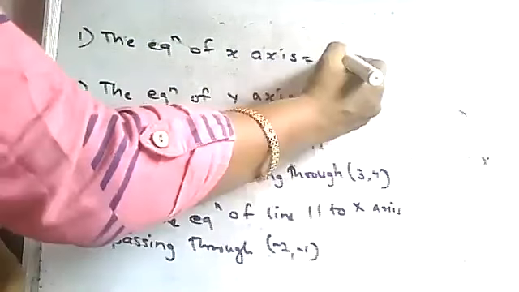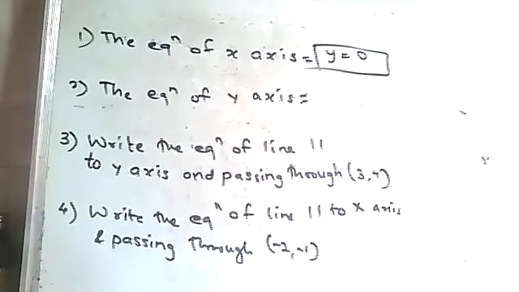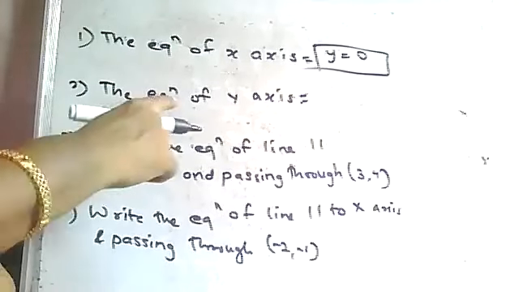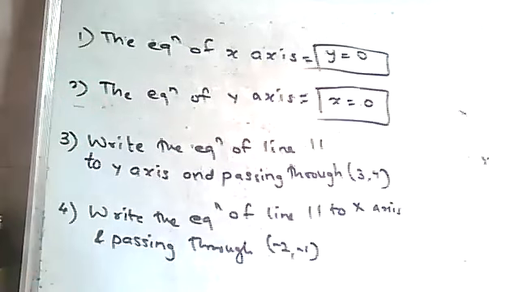So what is the equation of x-axis? Y is equal to 0. This is there in trigonometry as well, coordinate geometry. The equation of y-axis is x is equal to 0. Yes, this you must know very clearly. Equation of x-axis and y-axis.